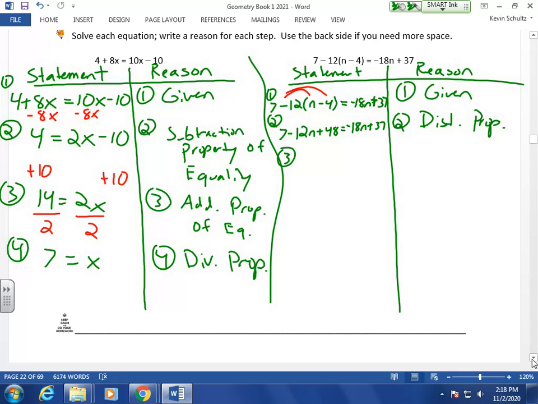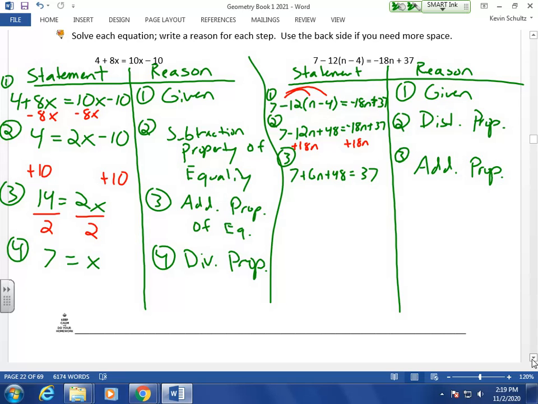Move your 18n over. Yeah. Okay, so doing that would give you 7 minus 12n. Oops, no, it wouldn't. It'd be 7 plus 6n plus 48 equals 37. And the math behind that is adding 18n to both sides. Okay. And why are we able to do that? Christopher? Because both sides of the equation are equal. I need the geometric property. Sorry, it's addition property. Addition property, yeah.